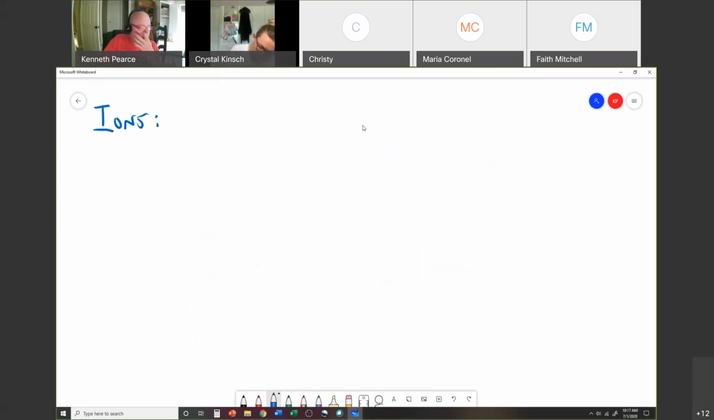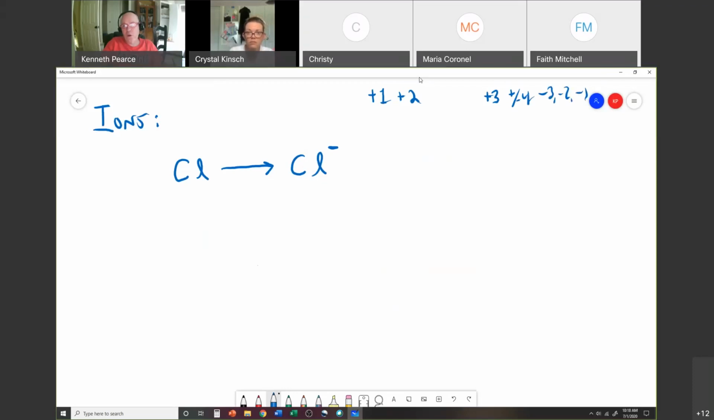Okay, so when we form an ion, let's say we have chlorine, and it becomes an ion. And we should know by now that chlorine, when it becomes an ion, becomes chlorine minus. Because if you recall from the previous chapter, it goes +1, +2. We hop over the transition elements, then +3, +/-4, -3, -2, -1. Remember that? That's the pattern: if an element becomes an ion, that's generally the charge it's going to have. So chlorine becomes chlorine -1.